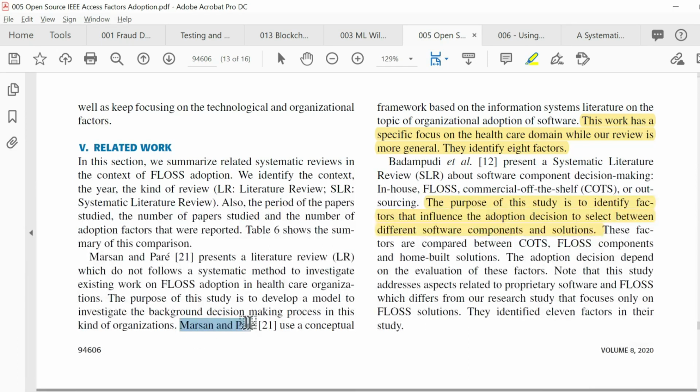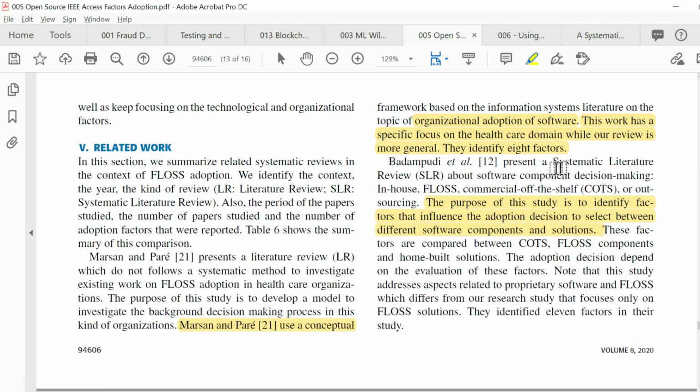For example, Marsan and Pare used a conceptual framework based on the information system literature on the topic of organizational adoption of software. This work has a specific focus on the healthcare domain, while our review is more general. They identify 8 factors. So this sentence here tells the difference between what these people have done versus what is reported in this article.